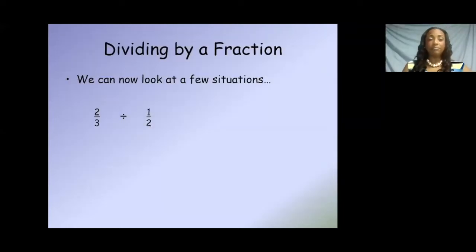Okay. Now I want you to retain the information that you just saw in the clip so that we can apply it to our lesson today. Okay, we can now look at one or two situations whereby we have to divide fractions. In the first case, we have 2/3 divided by 1/2. I'm going to give you a minute to work on that for me.